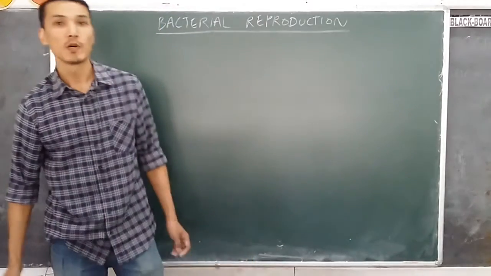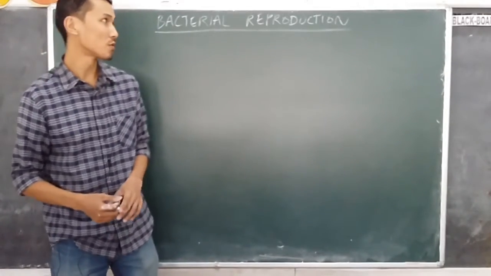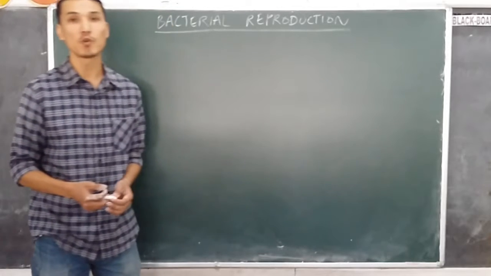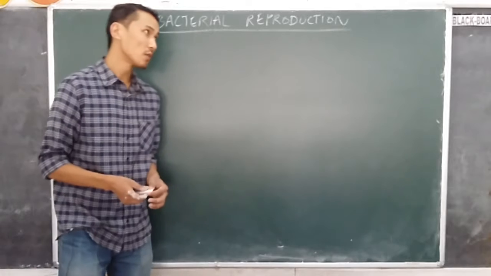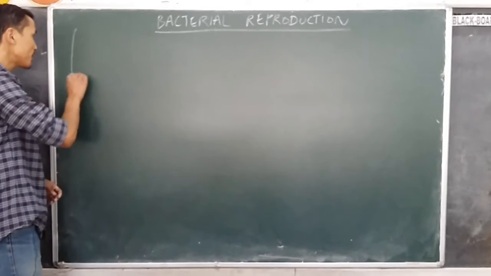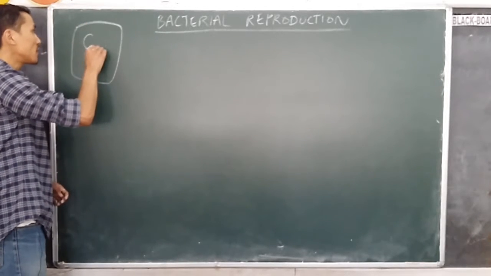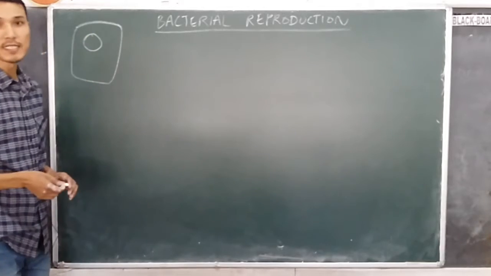Today we will be discussing reproduction in bacteria. Bacterial reproduction is important because you will learn that it helps in the transfer of genes. Generally, when we talk about bacteria, it just contains a circular DNA.